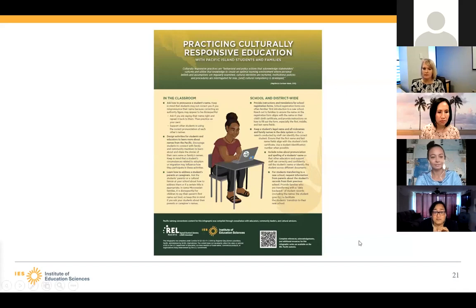Finally, page 4 of this infographic provides suggestions for how educators can practice culturally responsive education, both in the classroom and at the school or district level. It's a little small to read, but there are some activities that you can design, even topics that you can bring up with parents or families, to increase engagement. So I urge you to take a look at some of those examples.